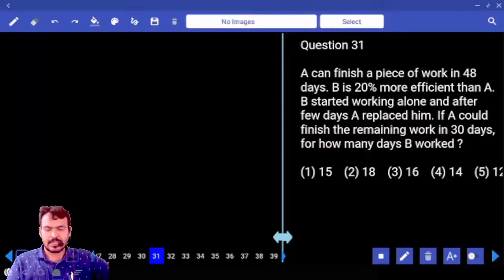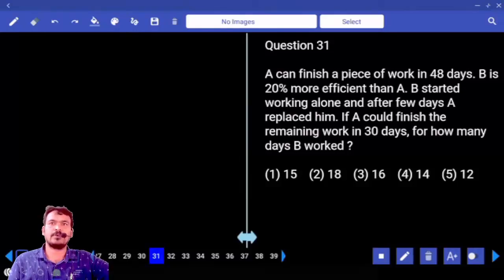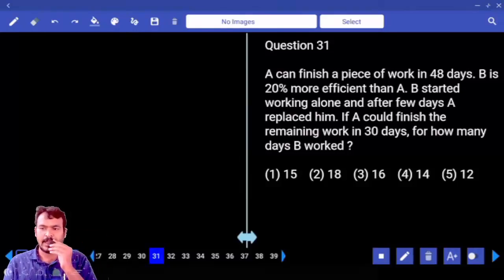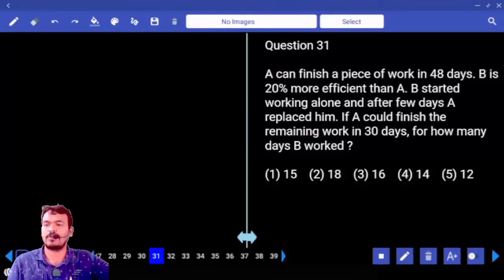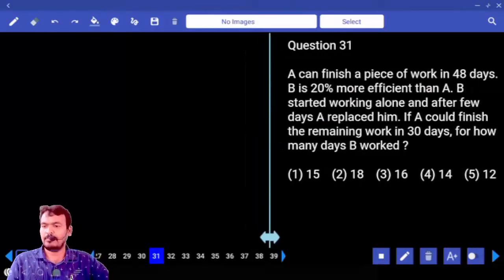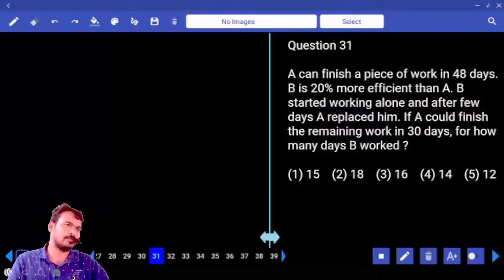Question number 31. A can finish a piece of work in how many days? 48 days. B is 20% more efficient than A, and B started working alone, and after a few days A replaced him. If A could finish the remaining work in how many days? 30 days. For how many days did B work?